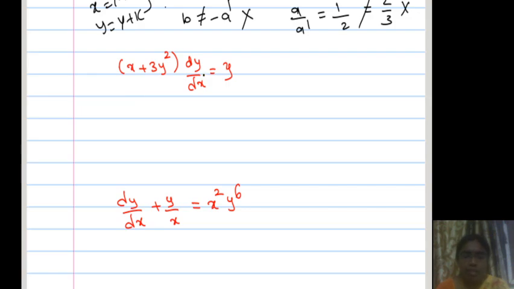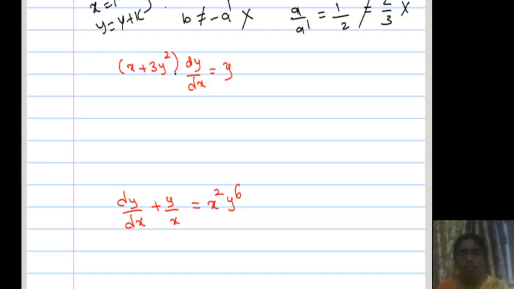x plus 3y square times dy by dx is equal to y. How? First, is it possible in variable separable form or not? If I write dy by dx is equal to y by x plus 3y square, then x and y are there at a time. So not possible. Variable separable not applicable. Is it homogeneous? No, because y power is 1, x power 1, here 3y square. So that is not homogeneous.